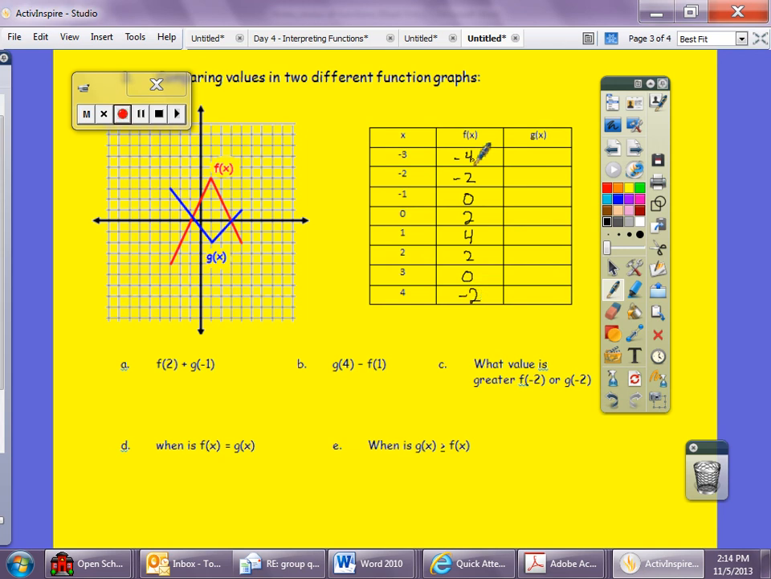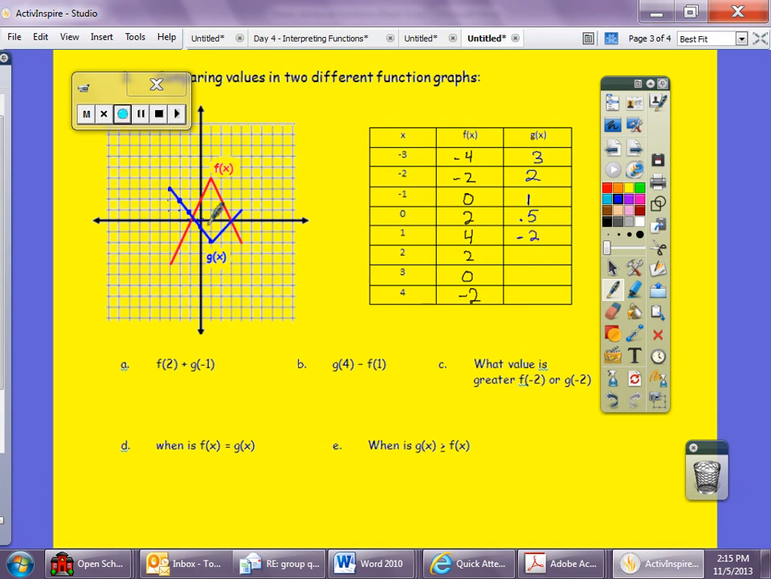Now if we look at g of x, when x is negative 3, we have positive 3. When x is negative 2, we have positive 2. When x is negative 1, we have positive 1. It's a little below that line. When x is 0, it's about halfway in between. So that's about 0.5. When x is 1, that's negative 2.